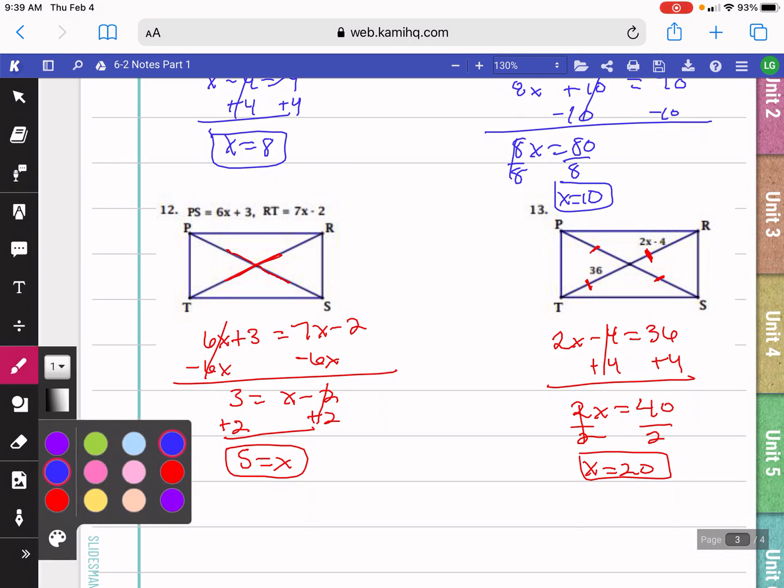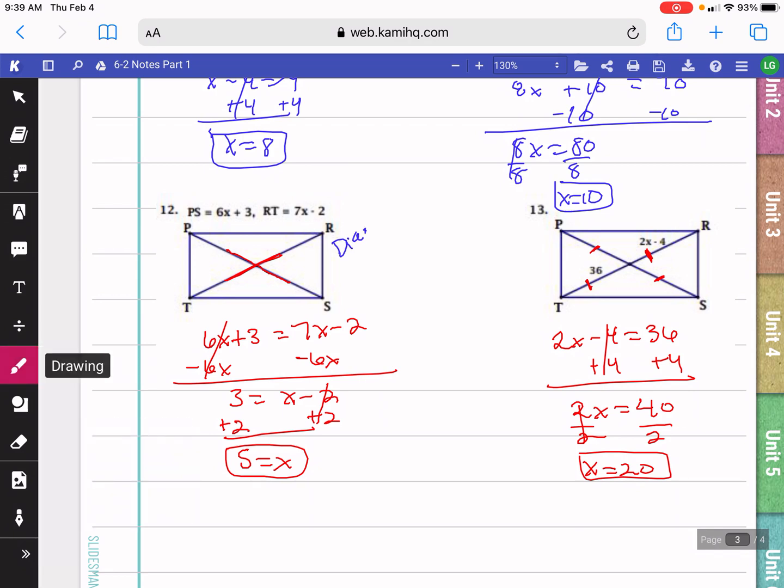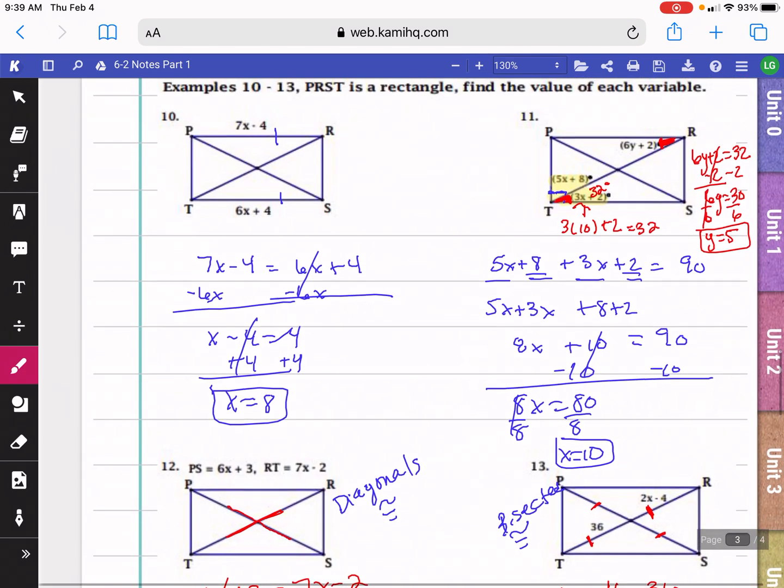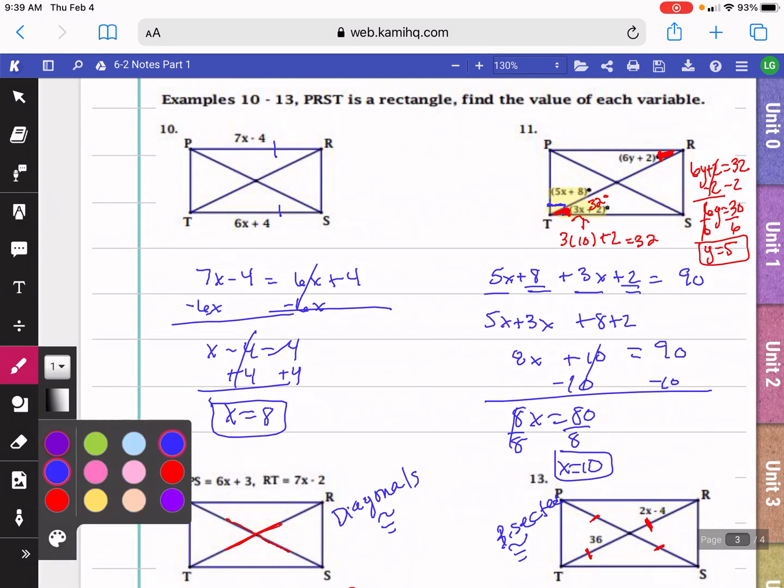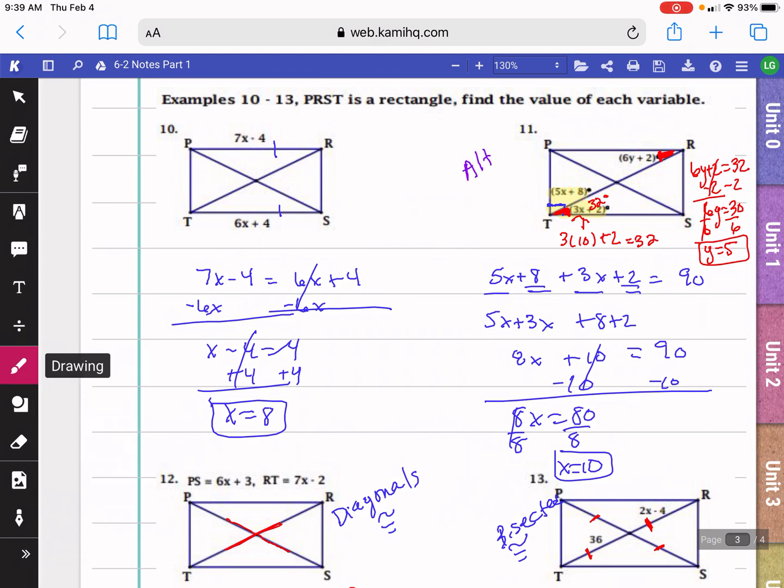So here we're just using several of the things we learned. Here we know that the diagonals are congruent. So that's why I could set that equation. Here we know that each piece, they're all bisected. So they're congruent as well. Up here in this example, we know that alternate interior angles are congruent. We also know that the corner adds up to 90 degrees. Here we know that opposite sides are congruent. So we're just using different things we learned about rectangles and parallelograms to help us solve these problems.